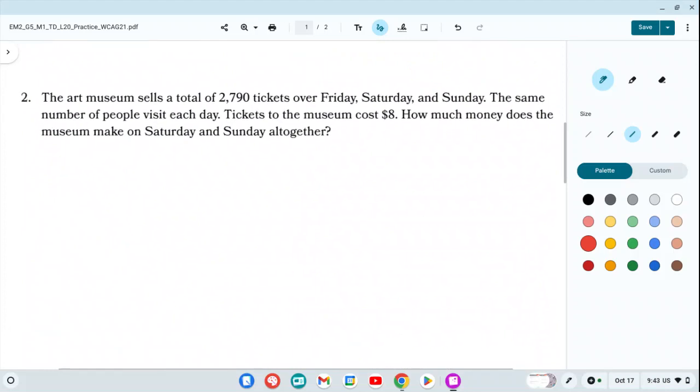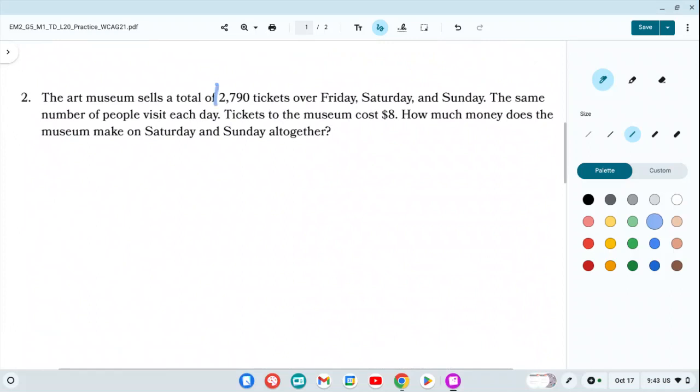All right, and lastly, we have an art museum that sells a total of 2,790 tickets over Friday, Saturday, and Sunday. The same number of people visit each day. Tickets to the museum cost $8. How much money does the museum make on Saturday and Sunday all together?